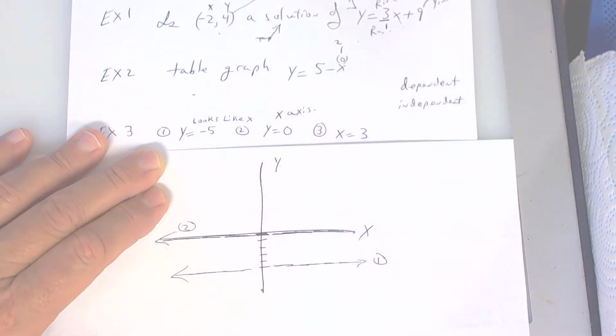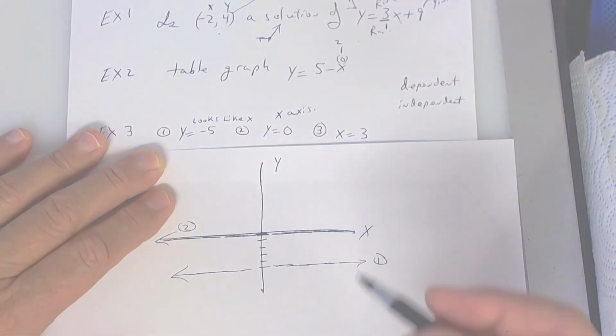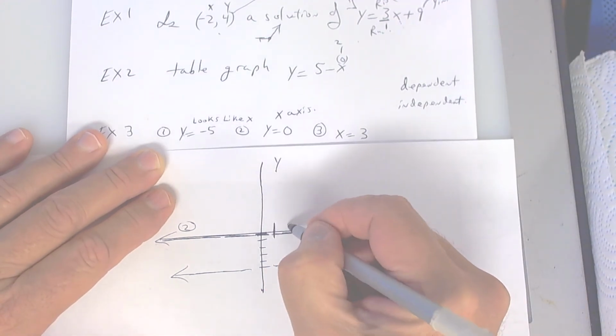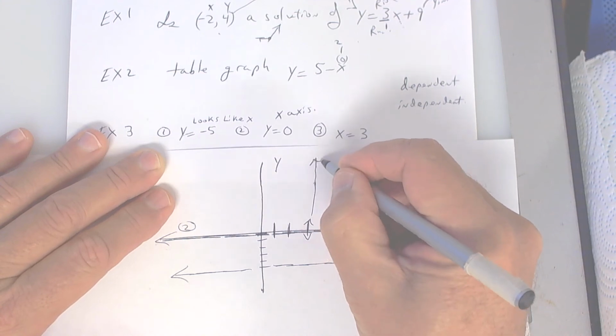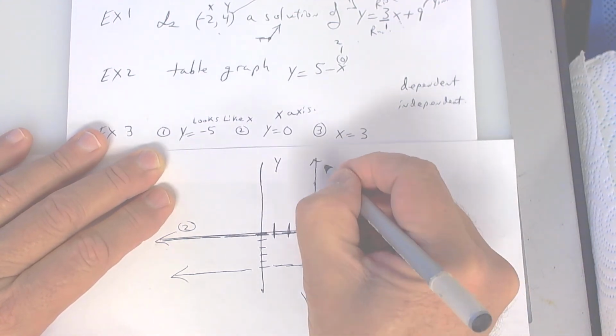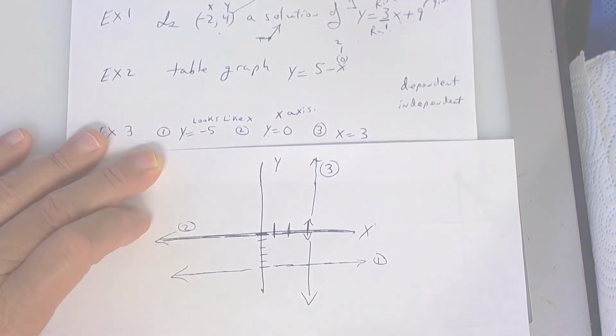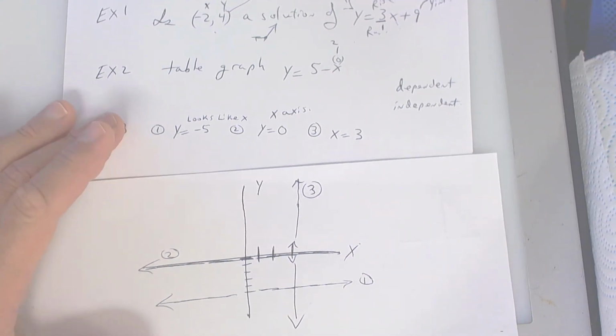That's number 2. So this is the x-axis. It's a special one. X equals 3. This is your x. Use tick marks. 1, 2, 3. So it's going up. Undefined slope. This is number 3. These are special cases, and you need to know how to do these. We'll talk more about those later. Let's move on.